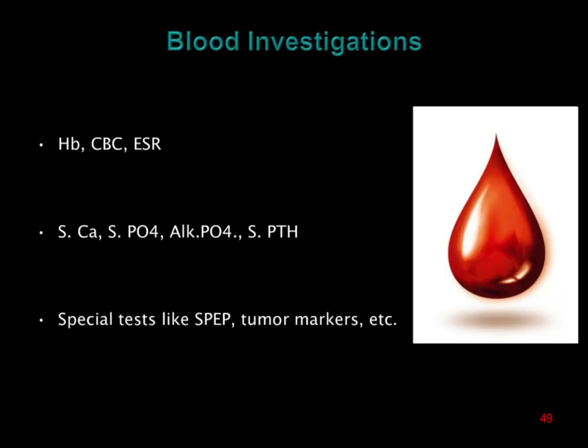Now we come to the pathology workup of patients. You may do relevant blood investigations where it is indicated. CBC and hemoglobin level workup is usually done for all patients. And besides, where you suspect the possibility of metabolic bone disease, you should do serum calcium, serum phosphorus, serum alkaline phosphatase, and serum parathormone levels. And you may do special tests like serum protein electrophoresis for multiple myeloma or specific tumor markers for specific malignant conditions.